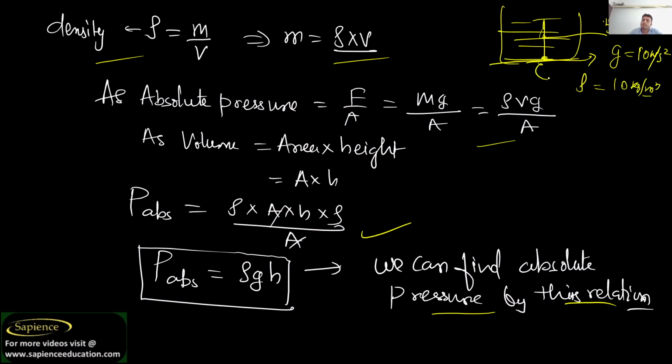So if you want to find the pressure at a point P or at a point A, what will be the formula? Rho g h, where rho is 10, g is 10, h is 5 meter. So this is your 500 Pascal, right? So this is the best method to find pressure, right? I hope you have understood this now.